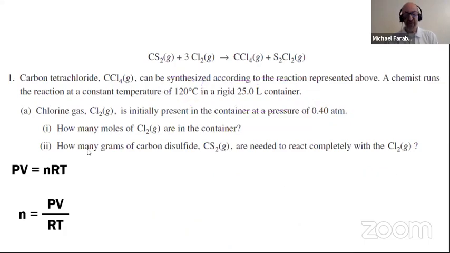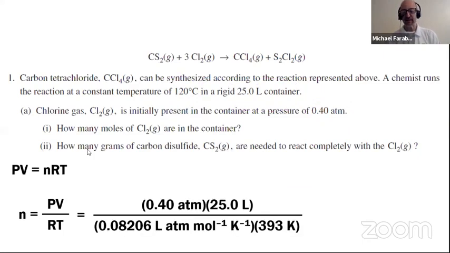All right, well, if you did that particular setup using the ideal gas law, then the math you're doing on your calculator is 0.4 times 25 divided by 0.08206 divided by 393. And we're going to go ahead and round this off to 2 significant figures based on the least number of sig figs. So I got 0.31 moles of chlorine gas. So that takes care of the first part.